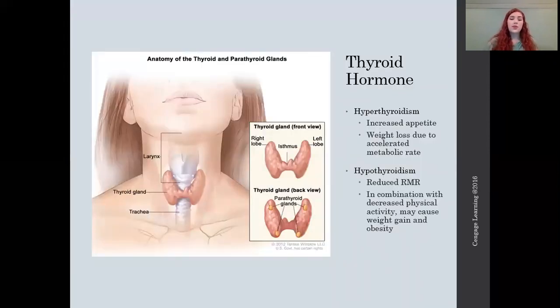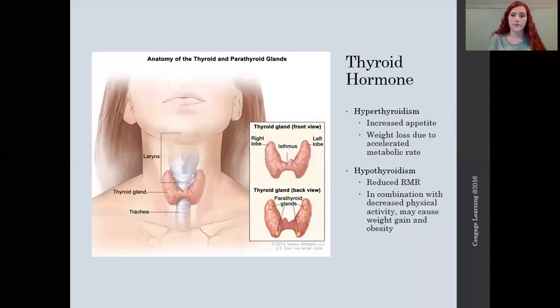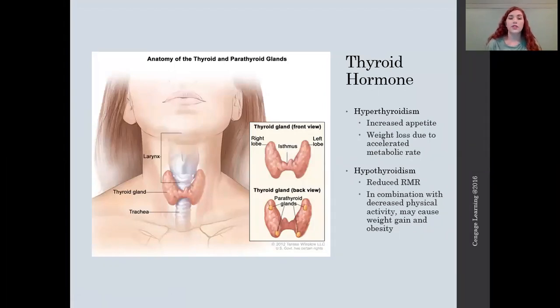So in individuals who experience complications with their thyroid hormone and the production of thyroid, individuals who typically have complications with their thyroid hormone either suffer from hyperthyroidism or hypothyroidism. Hyperthyroidism causes an individual to have an increased appetite as well as an accelerated metabolic rate, which will in turn cause them to lose weight.